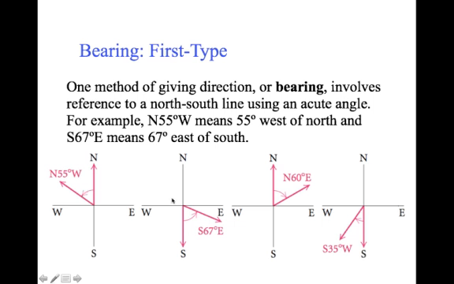Following suit in our second example, south 67 degrees east, we're going to move south and then open to the right in an east direction of 67 degrees. It's the central angle located at the origin.